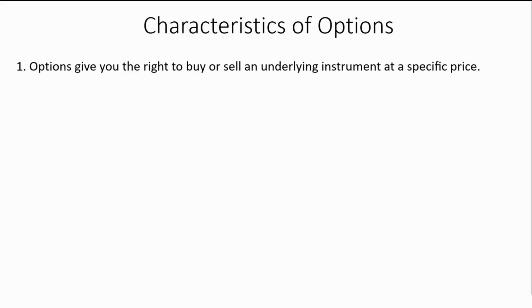First and foremost, options give you the right to buy or sell an underlying instrument at a specific price. By underlying instrument, we mean a stock or an ETF or a bond, anything that has options available. As the purchaser of the option, you control that option, so you're able to control that particular asset, the stock or ETF or bond, with much less capital. But there's an expiration date on it, so time does work against you. Nonetheless, options give you the right to buy or sell an underlying instrument at a specific price.